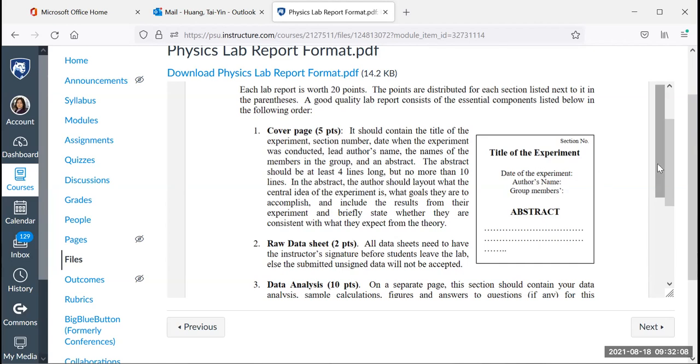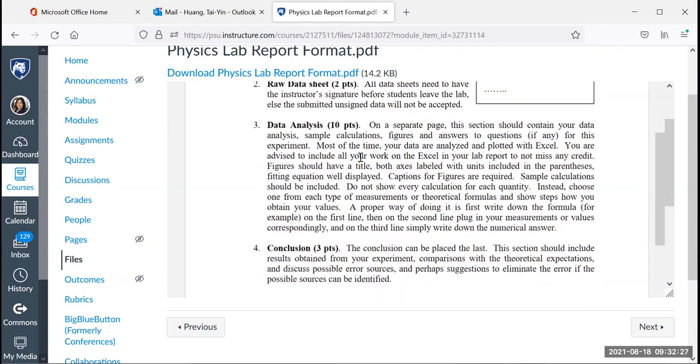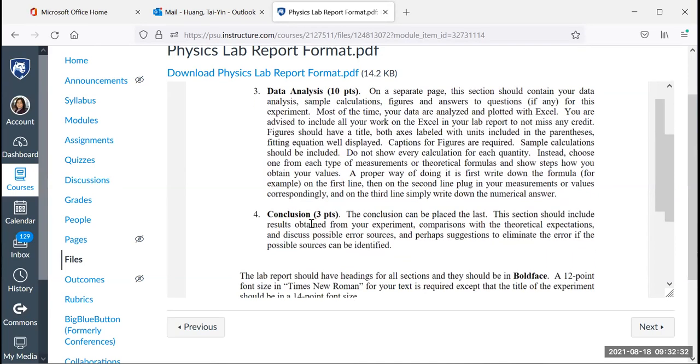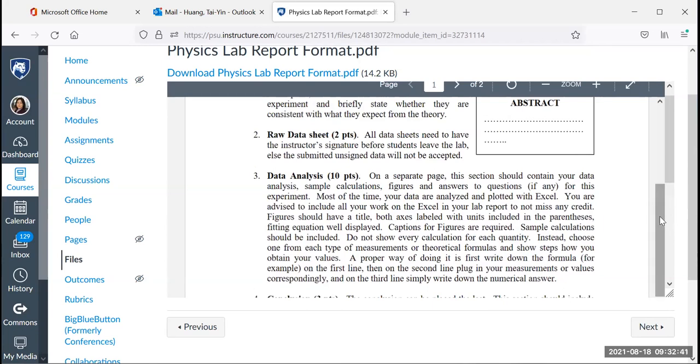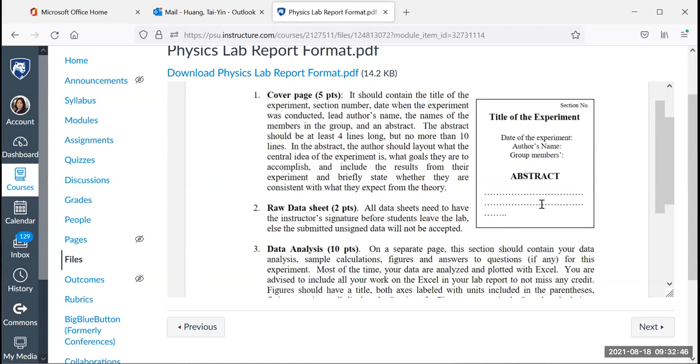Okay, so you should have your cover page, and then the abstract should be 4 lines. The more detailed requirements for what should be included in the abstract can be found in the checklist. And the raw data sheet and data analysis, as I briefly mentioned in the syllabus, what should be included in the data analysis. And then you should have your conclusion, and your conclusion should also be at least 4 lines long. But let me just say that when you write your abstract, it is something to talk about what this experiment is about, what your expectations are, and what your results are.